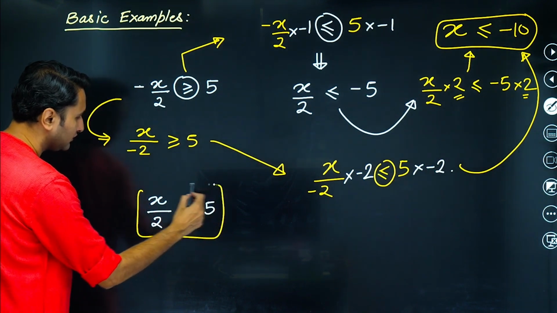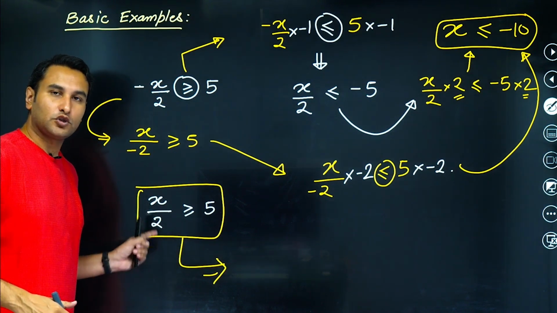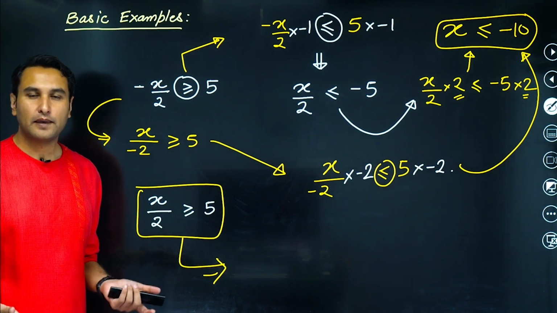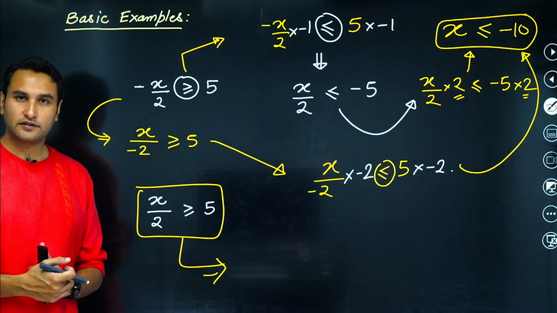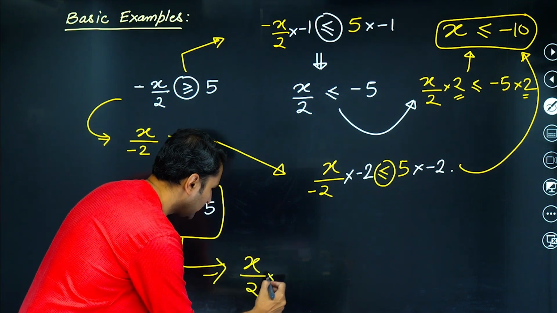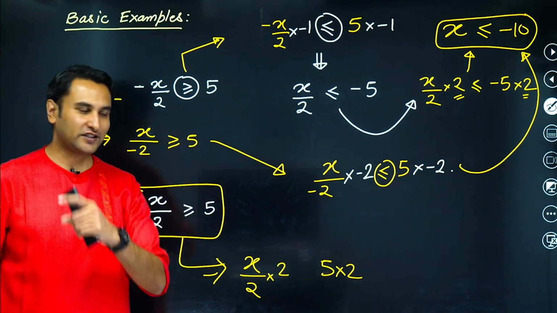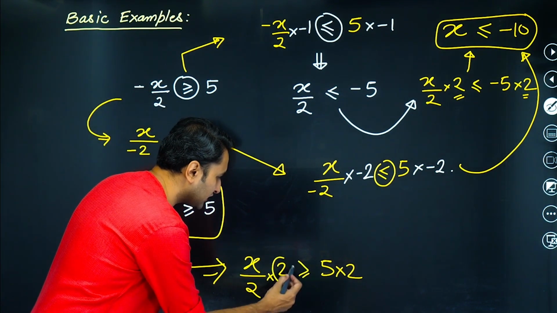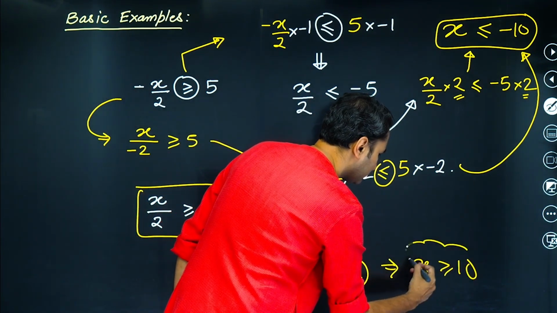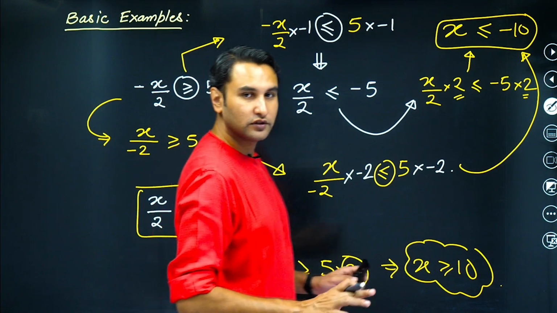Now let's do one more example. Can you do this? This is so simple now. Here you don't want this 2 in the denominator of x. So what do you do? You multiply both sides by 2. Can you do that? So what will happen? x by 2 into 2, 5 into 2. Inequality will not change, correct? Because you are multiplying by a positive number. So what you get? x greater than equal to 10. Correct? Till here? Any doubt?